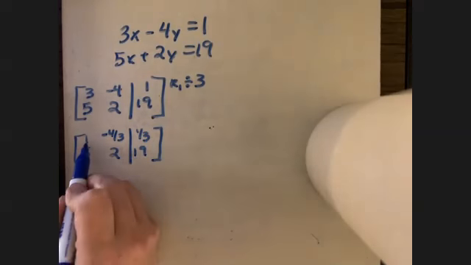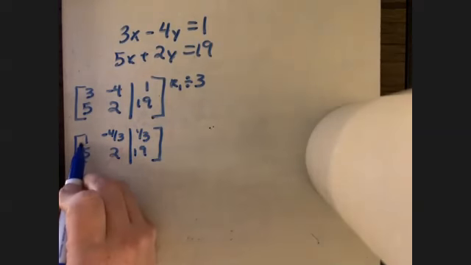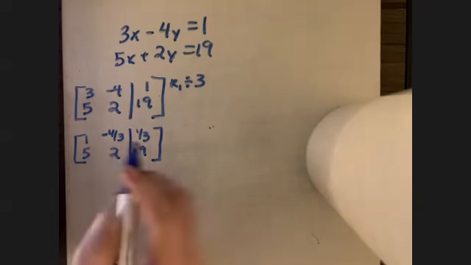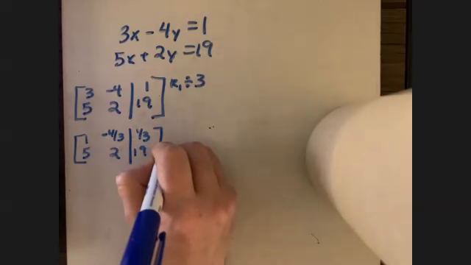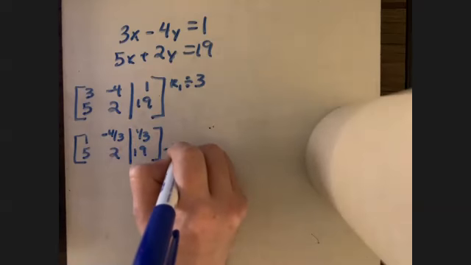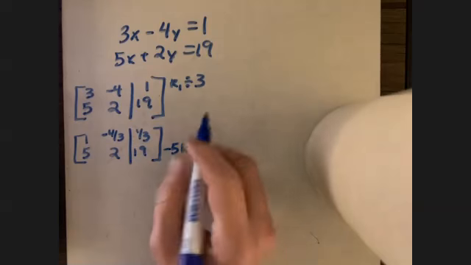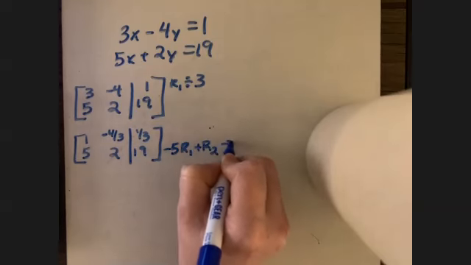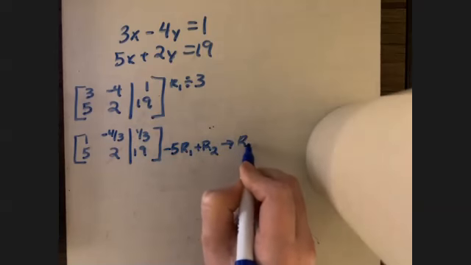Okay, now I need to get rid of this 5. So I'm going to use row 1. So I'm going to multiply row 1 with something to clear this off. So to get rid of a 5, I need a negative 5. So notation for this is going to be negative 5 row 1 plus row 2, and that's going to be my new row 2.